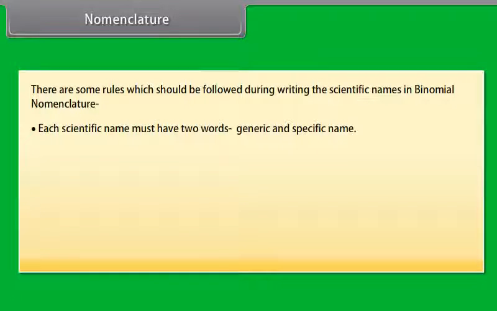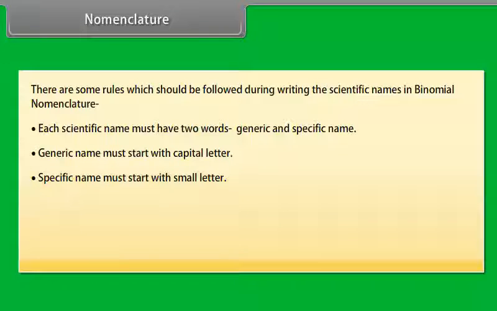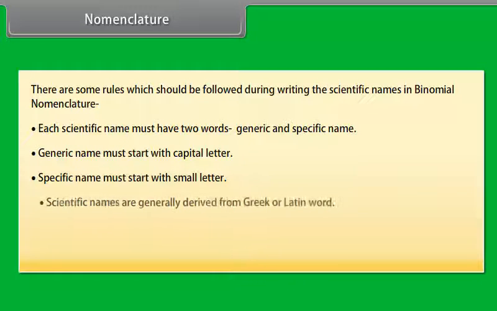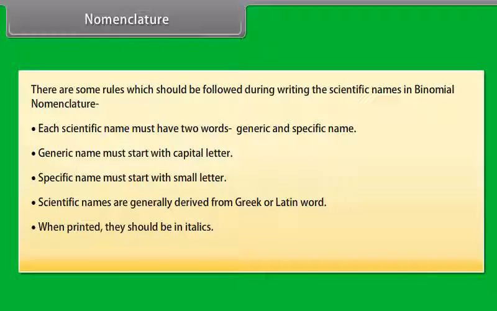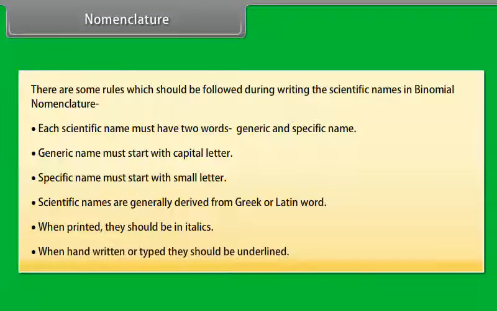Each scientific name must have two words, generic and specific name. Generic name must start with capital letter. Specific name must start with small letter. Scientific names are generally derived from Greek or Latin word. When printed, they should be in italics. When handwritten or typed, they should be underlined.